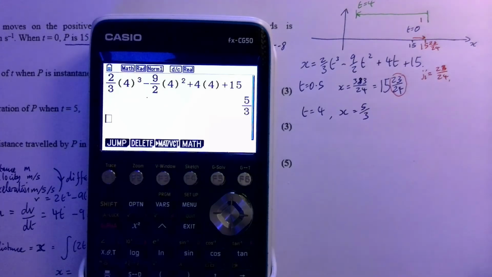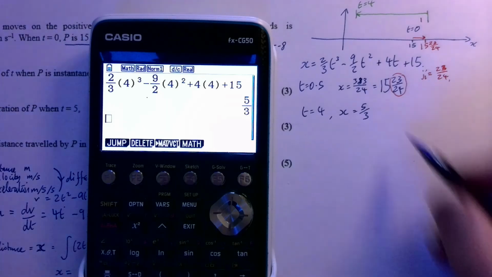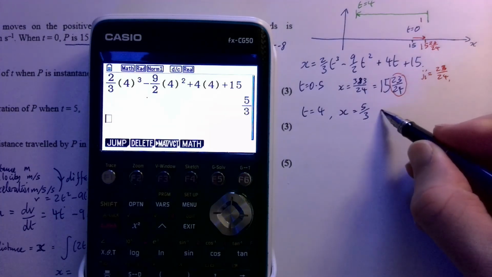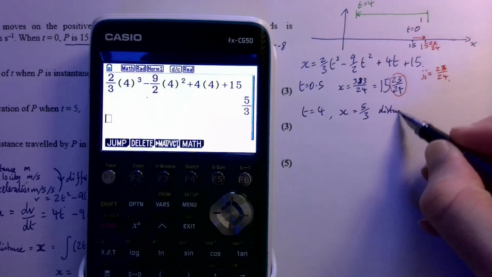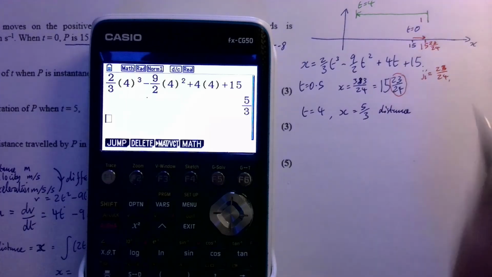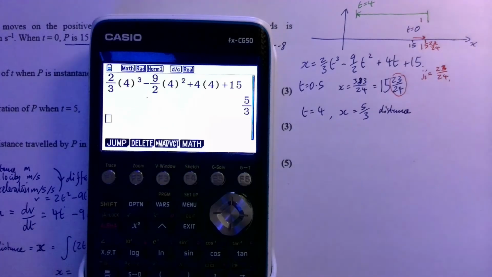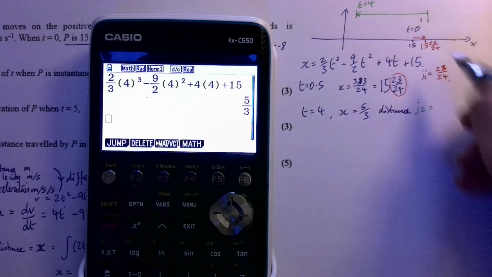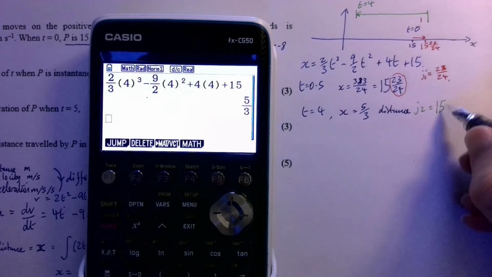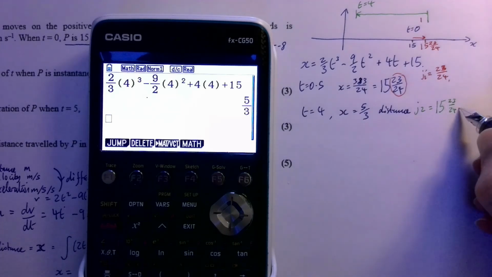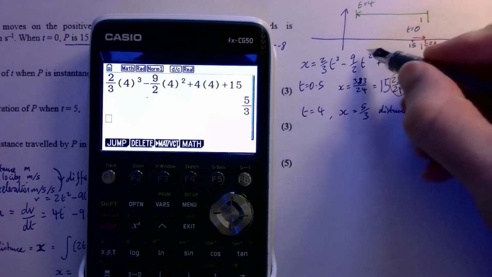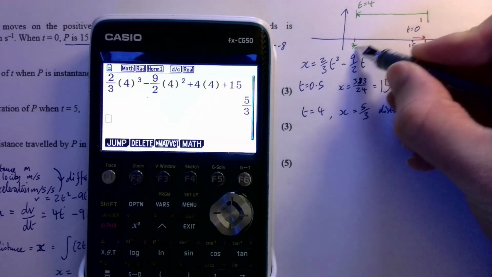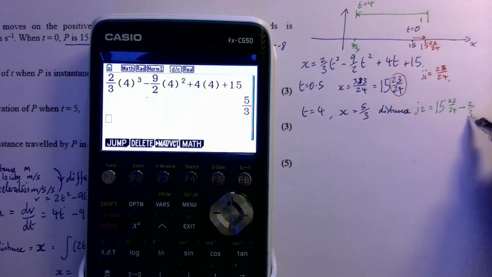And that is exactly 5/3. So how far has it gone in that time? The distance it's travelled, if we go into journey 2, is going to be 15 and 23/24 take 2/3.